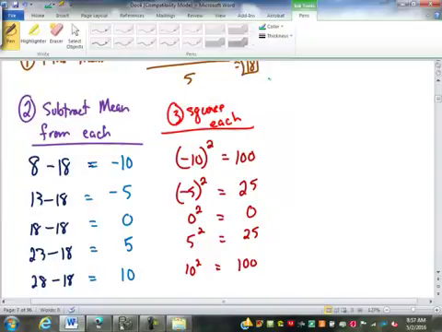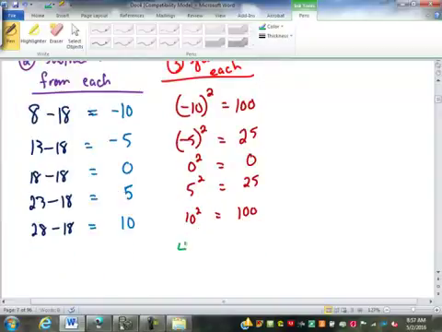Step 4. To find the sum. In other words, add up these numbers. So 100 plus 25 plus 0 plus 25 plus 100 is 250. That's all step 4 is.